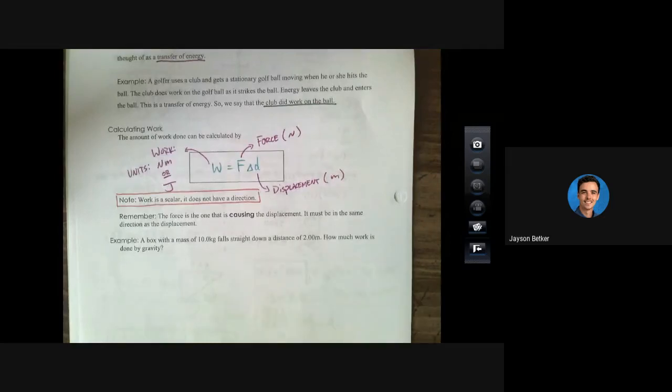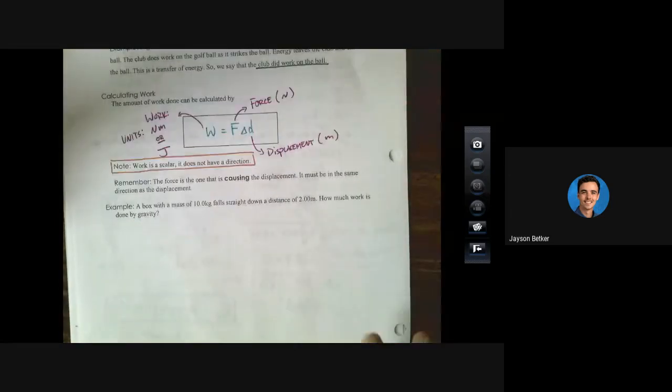Now, a little side note here is to remember that force is the one that's causing the displacement. So it's always going to be in the same direction as the displacement anyways, okay? So we don't need to give a direction. Let's do a couple examples.